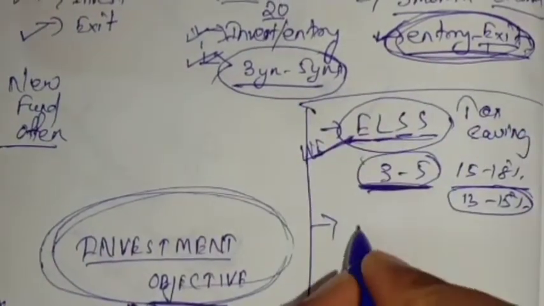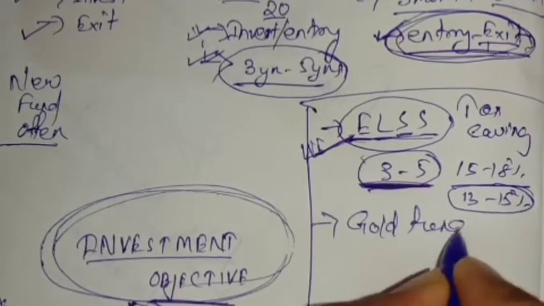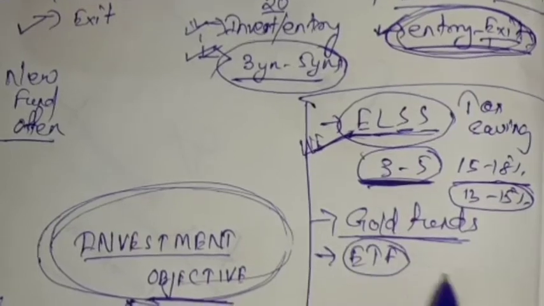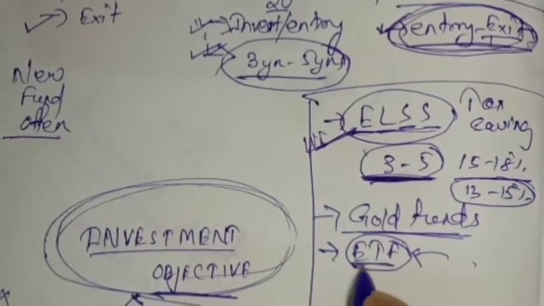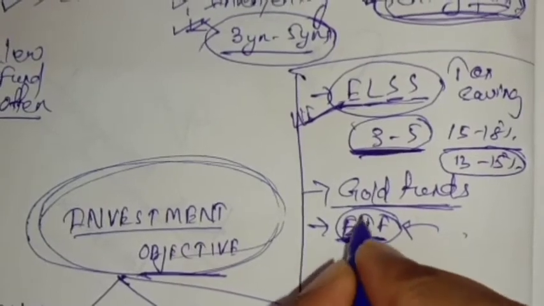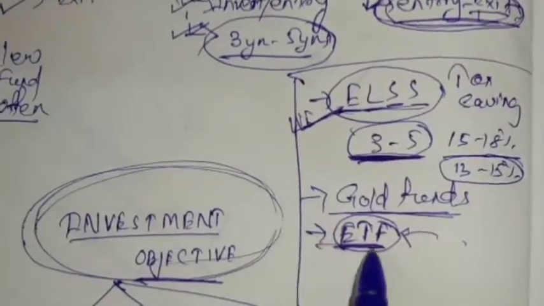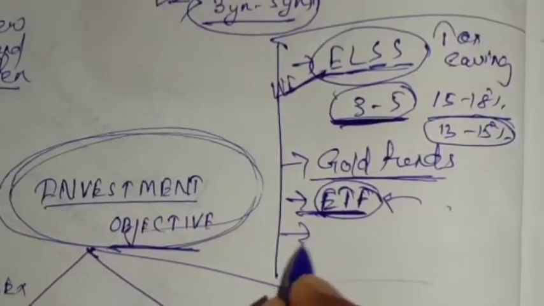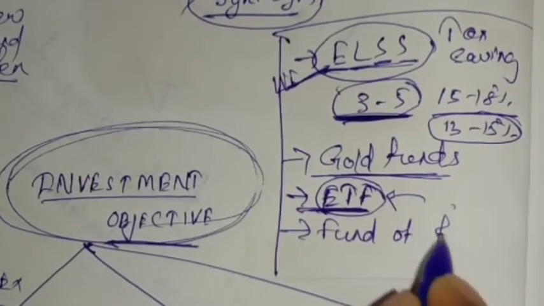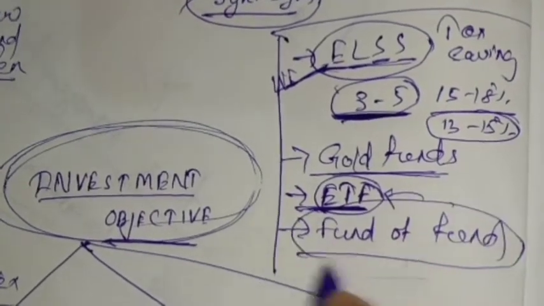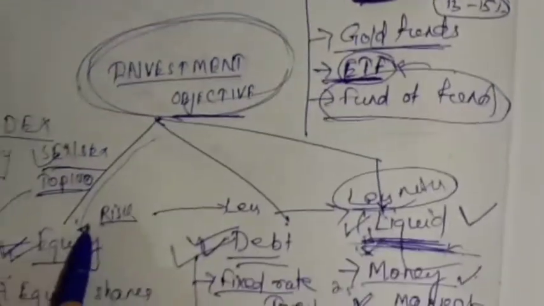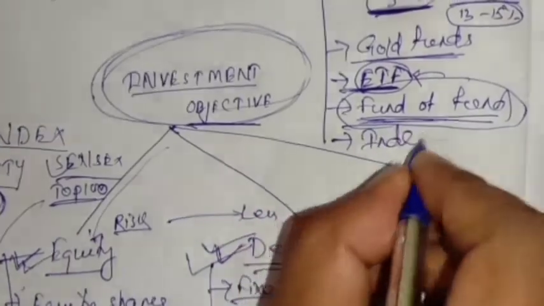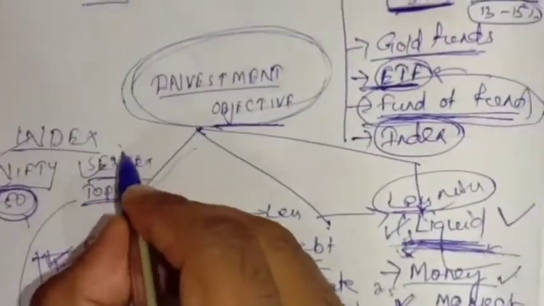Another type of scheme is the gold fund, where your money is invested in gold. ETF, you can say a closed-ended fund traded on the exchange, is known as exchange traded fund. ETF, exchange traded fund, those funds which are traded on the stock exchange are known as ETF. Another is known as fund of fund. That means your money is invested in many funds. Here your invested money goes not into different companies but into different funds. Another is known as index fund. Your money is invested in an index like Nifty and Sensex.